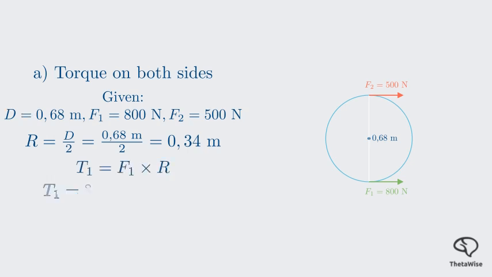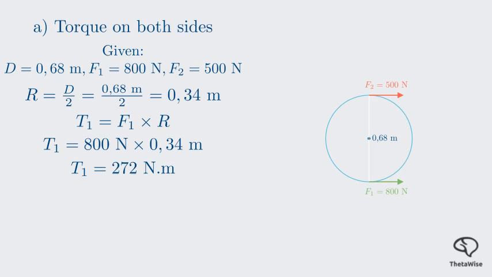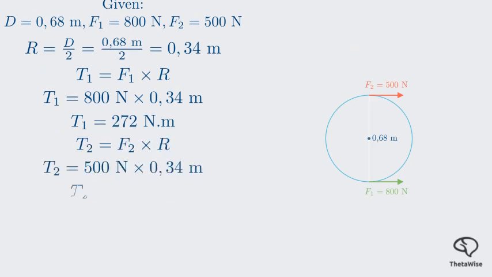Now we can calculate the torque for each force. Torque 1, T1, is force 1 times the radius. T1 equals 800 newtons times 0.34 meters. This gives us 272 newton meters. Similarly, torque 2, T2, is force 2 times the radius. T2 equals 500 newtons times 0.34 meters. This calculation results in 170 newton meters.